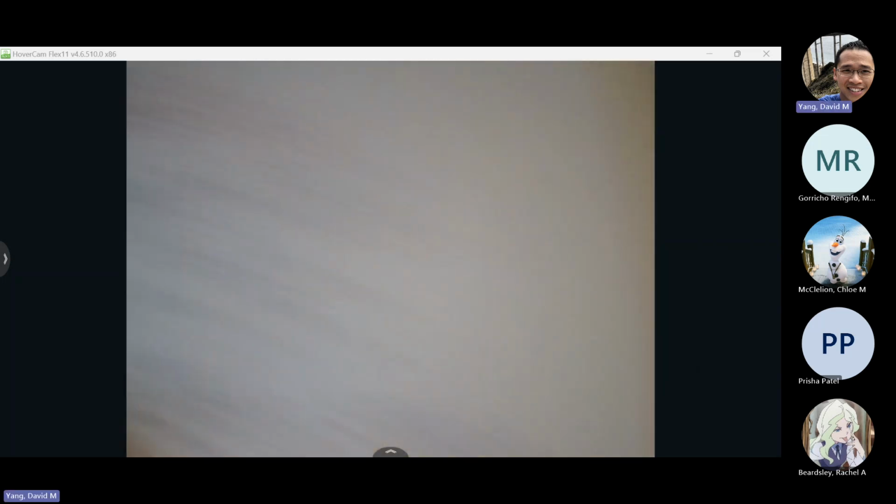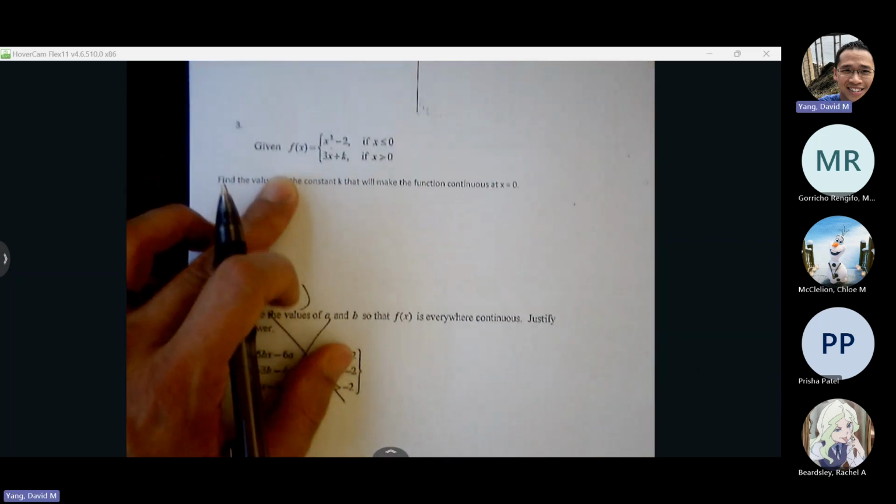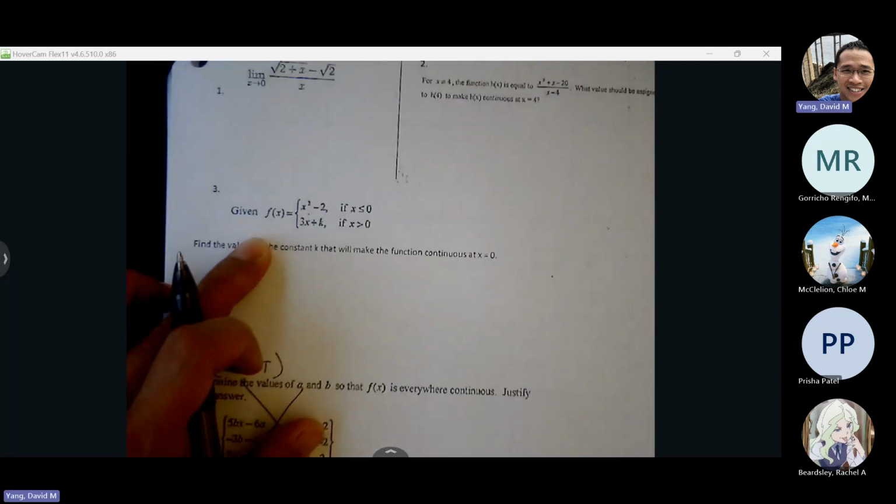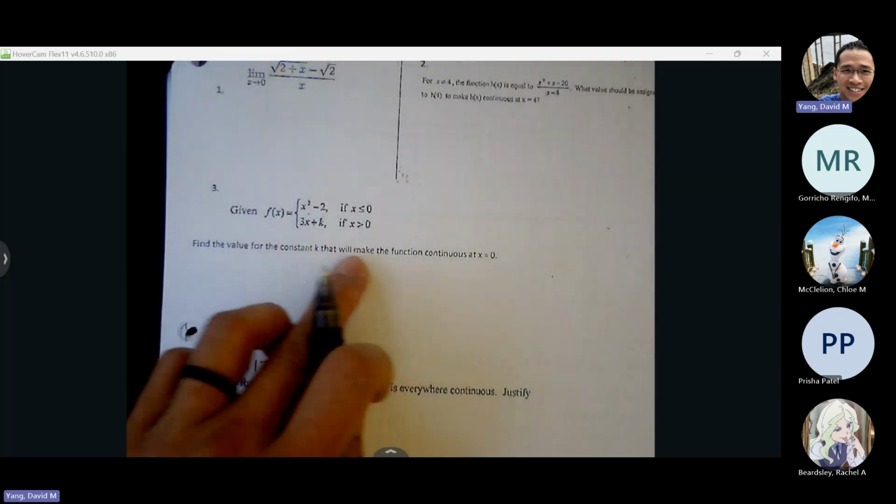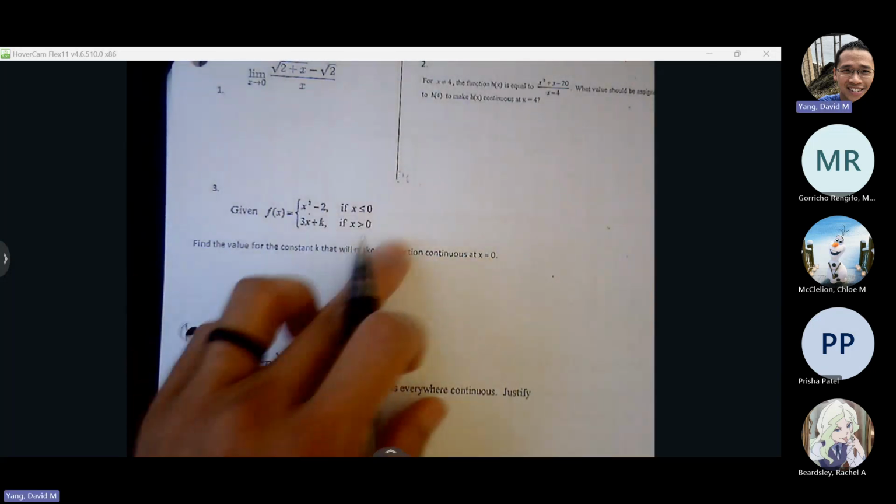Okay, number 3. Given our piecewise function, find the value of k that'll make the function continuous. So same idea here. We're just going to go through continuity conditions and solve for k.